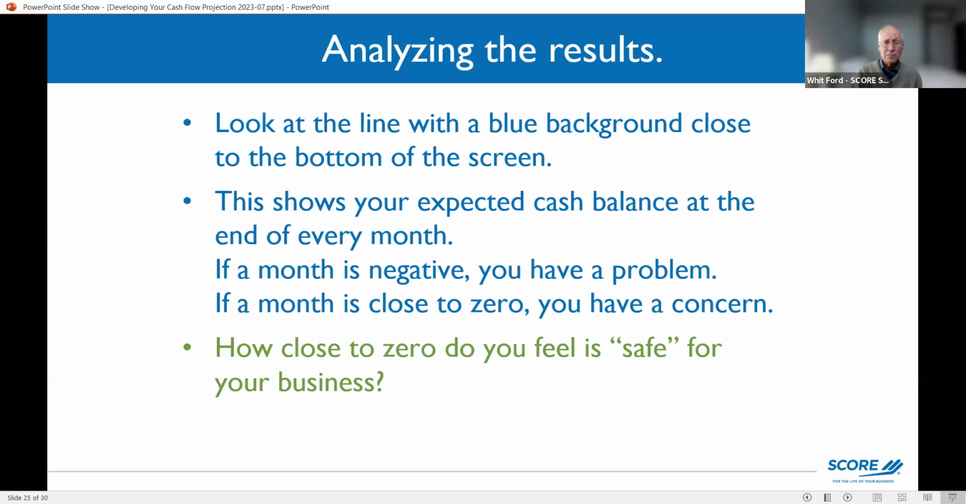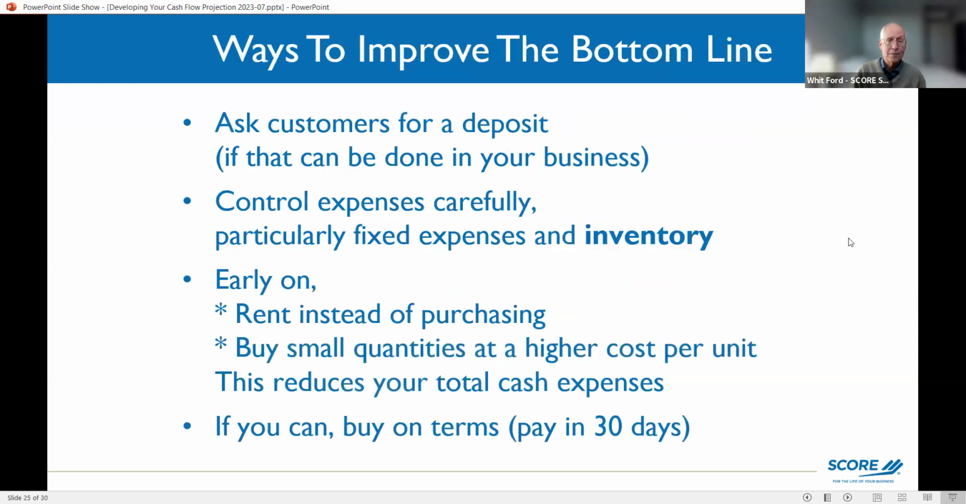So the big question becomes, how close a number to zero do you feel is safe for your business? For one person, it might be $500. And for somebody else, it might be 500,000. It depends on the size of the business. It depends on the amount of other cash you have personally that you're prepared to put into the business if need be. So it really does vary greatly from one person to another.